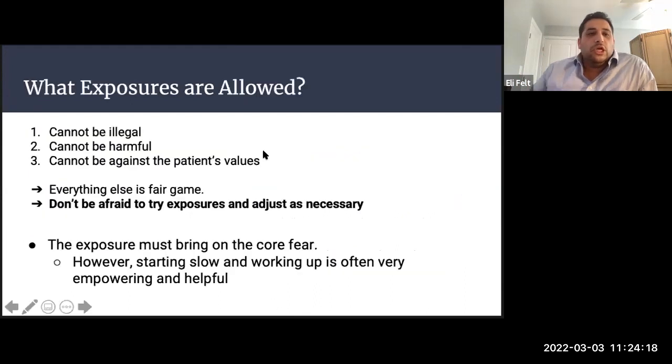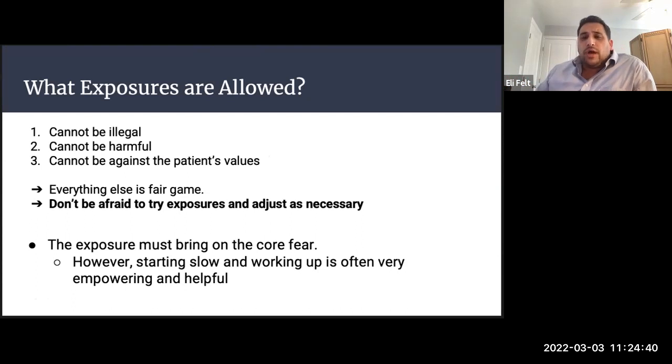Okay, moving on. When we talk about exposure, I think this is something that gets people a little nervous. Like, what's fair game when it comes to exposures? As long as it doesn't violate these three tenets, everything is fair game. It cannot be illegal, it cannot be harmful, and it cannot be against the patient's values. And pending those are all good, then everything is fair game.